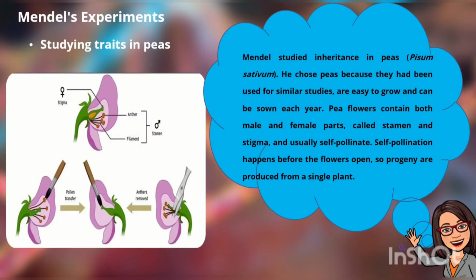Mendel's experiments include studying the traits in peas. Mendel studied the inheritance in peas, or Pisum sativum. He chose peas because they had been used for similar studies and are easy to grow and can be sown each year. Pea flowers contain both male and female parts, called the stamen and stigma, and usually self-pollinate. Self-pollination happens before the flowers open, so progeny or the offspring are produced from a single plant.